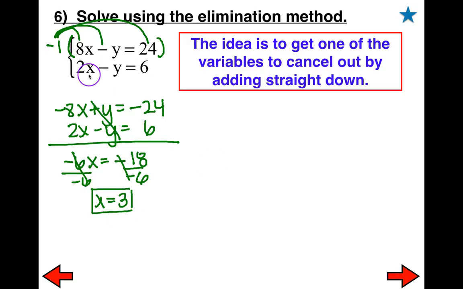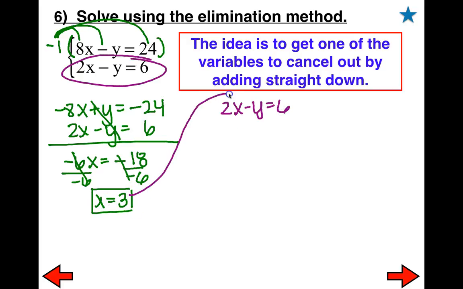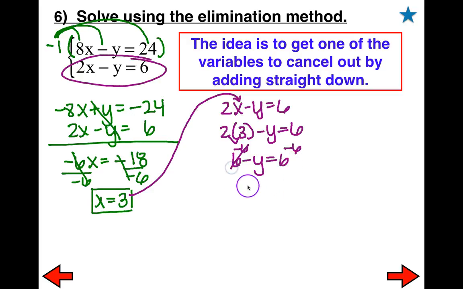But of course you're not done. You must plug it into one of these. I'm just going to go ahead and plug it into the second one here. So 2x minus y equals 6. Plugging in this 3 in for the x, I'm going to have 2 times 3 minus y equals 6. Here, this is going to be 6 minus y equals 6. Subtract 6 from both sides, leaving you with -y equals 0. But you're going to divide off that -y, and you're left with just y equals 0.